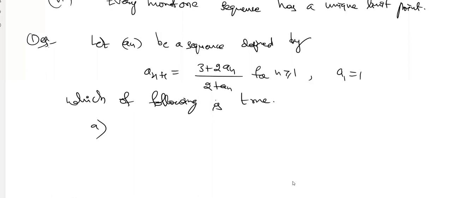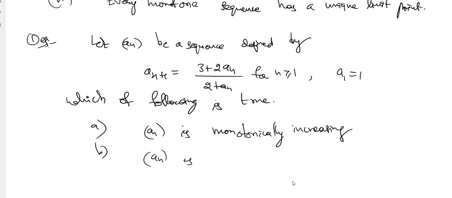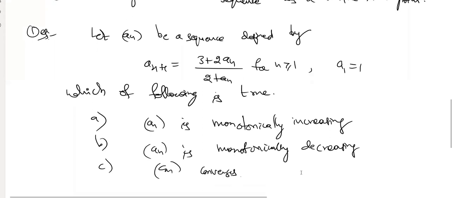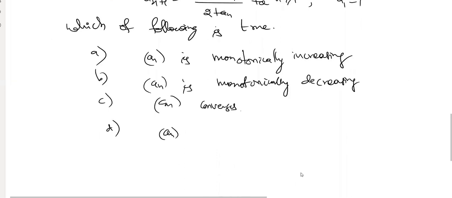First one, a_n is monotonically increasing. Second one, a_n is monotonically decreasing. And the third one is a_n converges. D is a_n diverges to plus infinity or minus infinity.